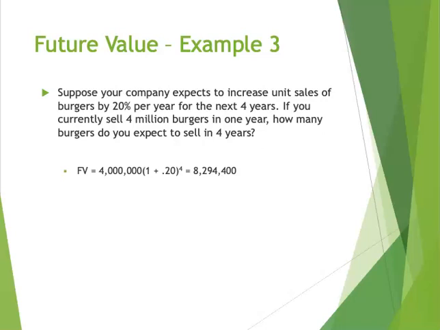So we know that we are trying to calculate the future value, or how many burgers you would sell in the future. Currently we sell 4 million burgers, which is our present value, times 1 plus R. We want to increase our unit sales by 20%, so it's 0.2, and we are doing it over a 4-year time horizon, so T equals 4. So it's 4 million times 1.2 to the power 4, giving us 8,294,400 burgers that we would expect to sell in 4 years.